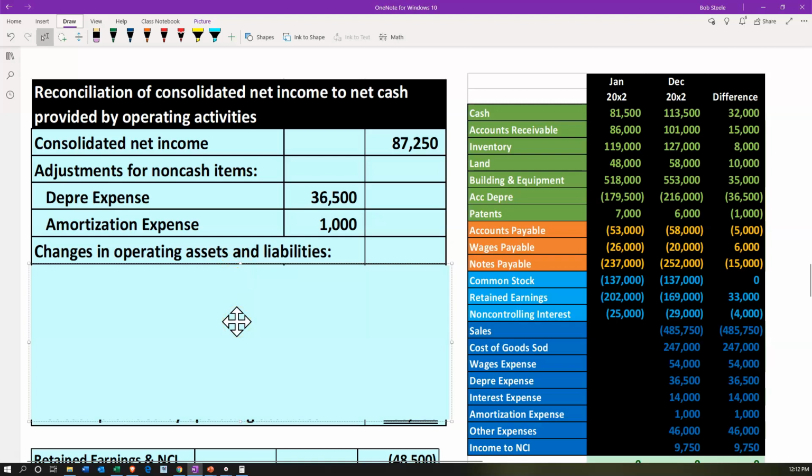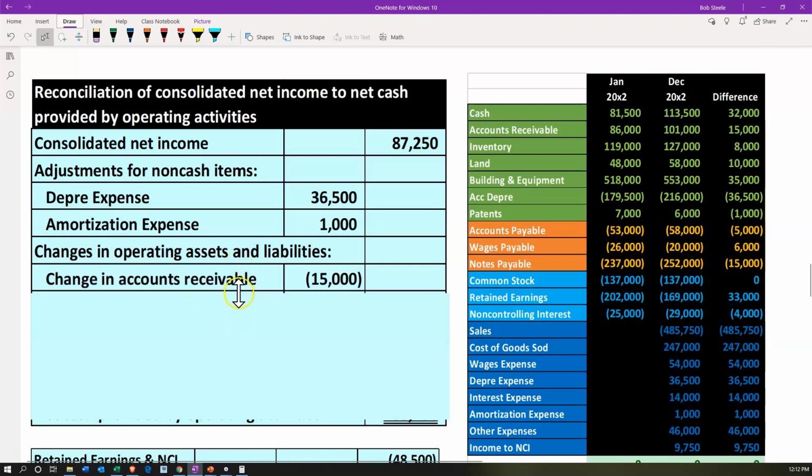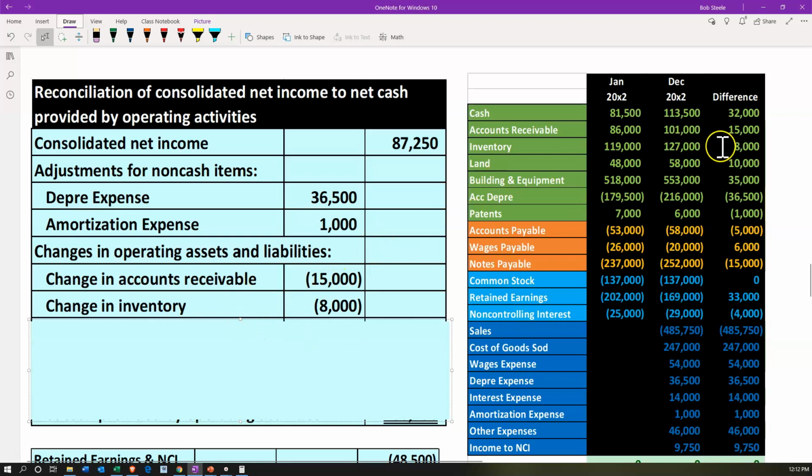So then we're going to have the changes in the operating assets and liabilities. The change in the receivables: there was an increase of $15,000. The way our worksheet will work is we're always going to flip the sign. I'll do this quickly because we did this one in a prior presentation on the indirect method, but we'll flip the sign. 15,000 negative. The change in inventory is 8,000 here.